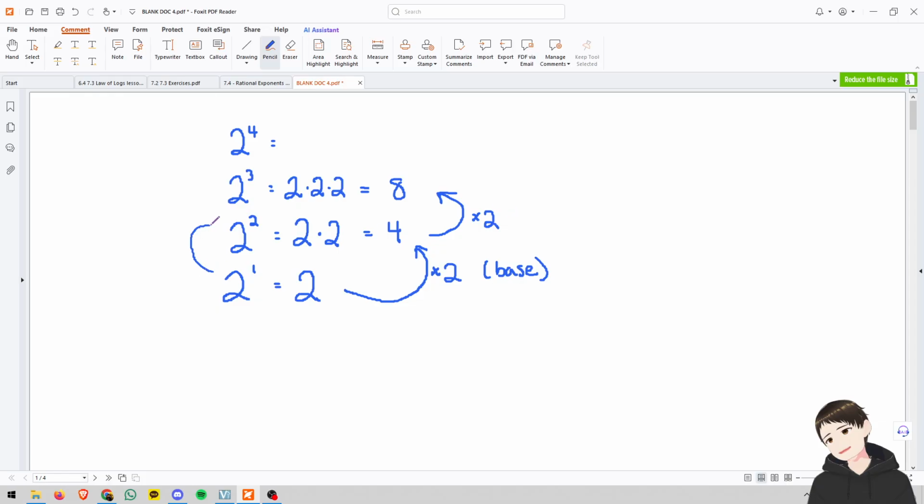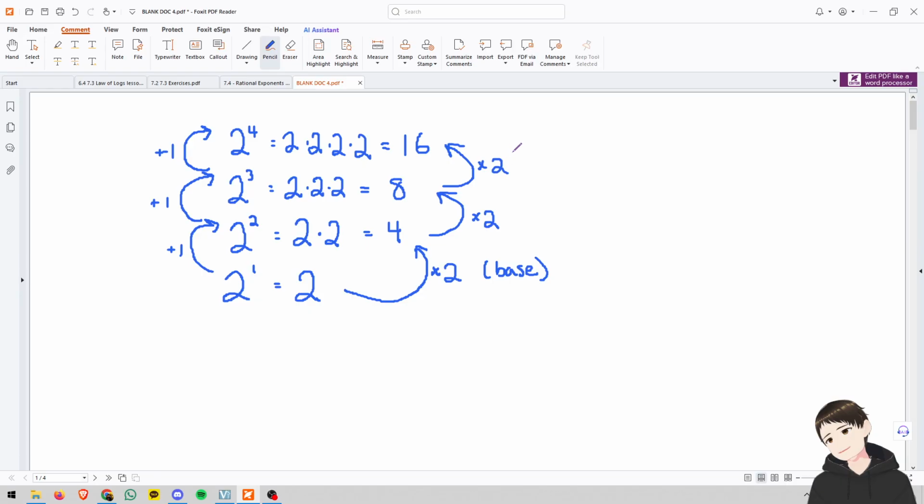If the exponent goes up by 1, so plus 1, I am multiplying by a 2. If the exponent goes up by another 1, I am multiplying by 2. And if the exponent goes up by another 1, then I am multiplying the previous by another 2, and that will be 16. And so 8 times 2 is 16.